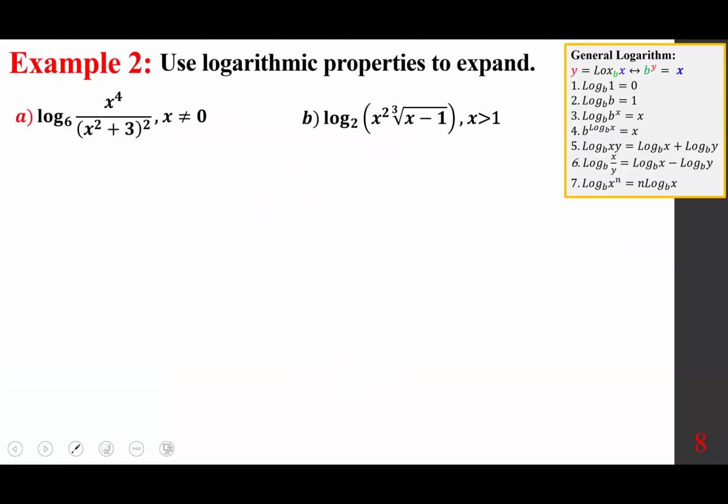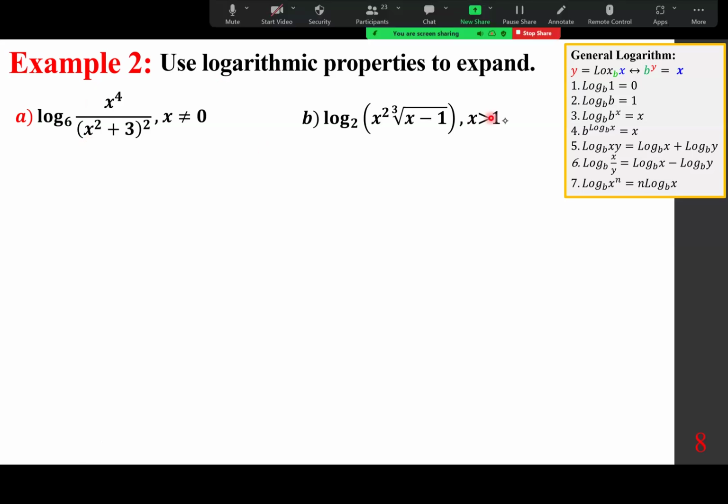Use logarithmic properties to expand. A lot of these expansions can be done in one shot with enough practice, but we're going to take the time to make sure we get enough practice to be able to handle them in the long run. So first and foremost, we want to decompose. When they say expand, decompose, which means the first thing first, log of the top minus log of the bottom. That is using number 6, the quotient rule.